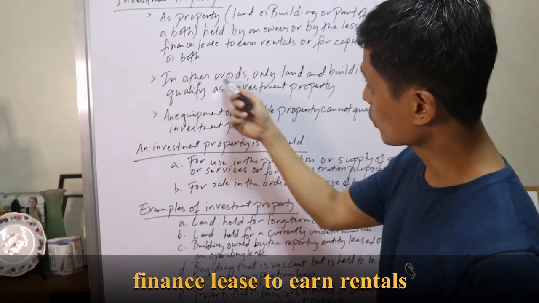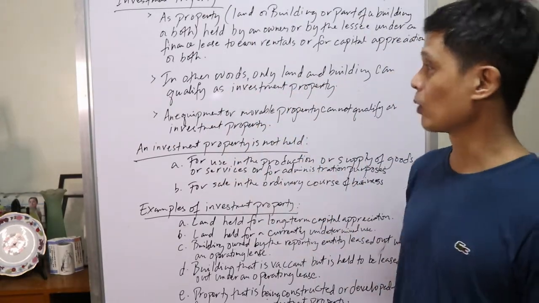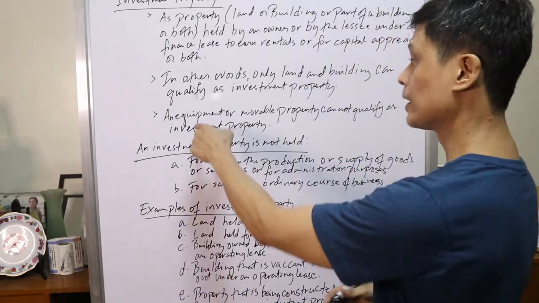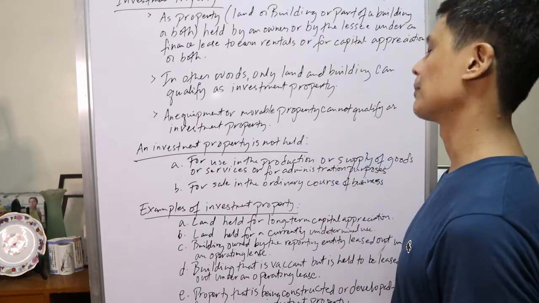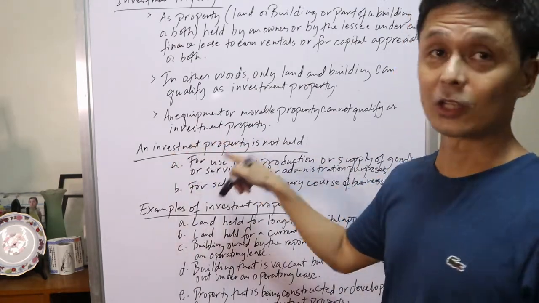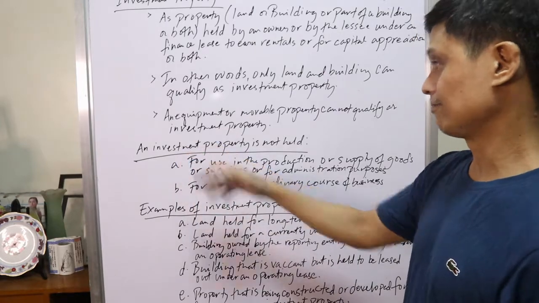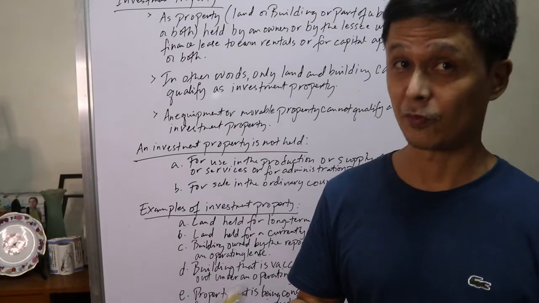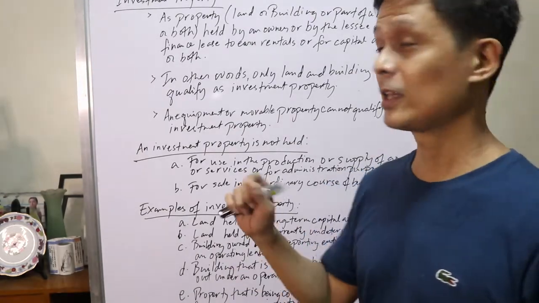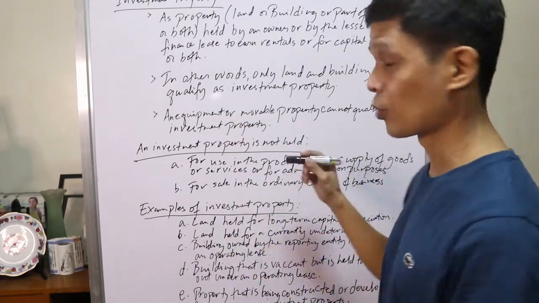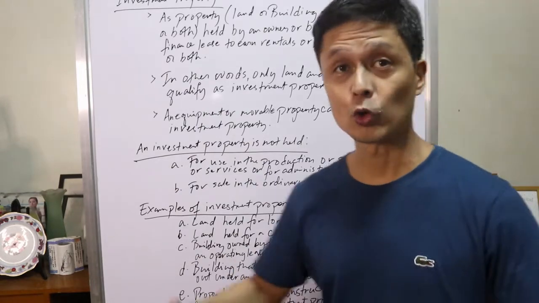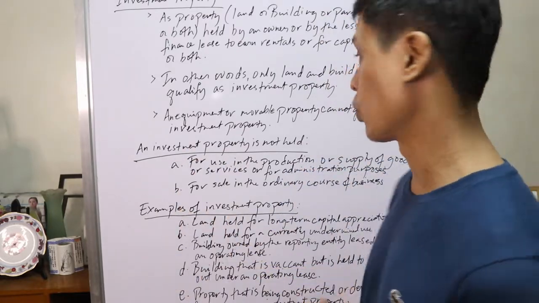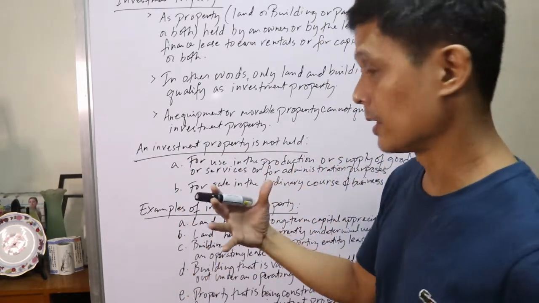Let's go on. In other words, only land and building can be qualified as an investment property. Yung kakasabi ko lang, no? An equipment or movable property cannot qualify as investment property. So maliwanag yun. Hindi pwede yung equipment or movable property. Only yung fixed asset lang, no? Like building or a land.